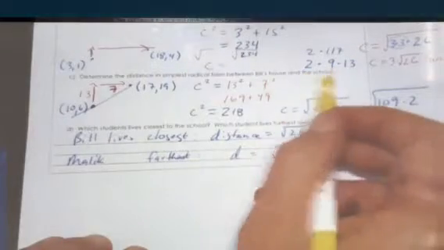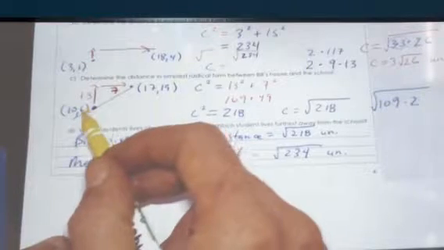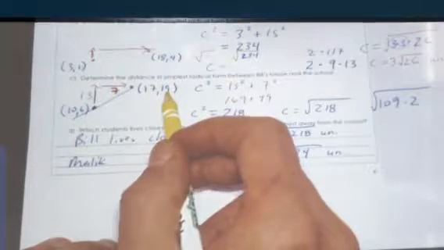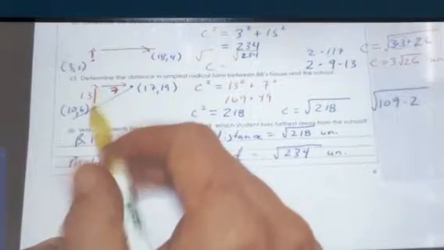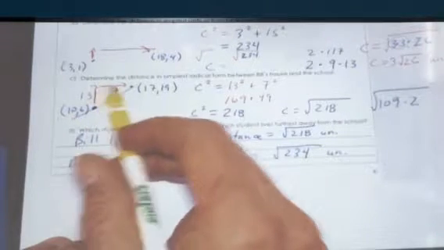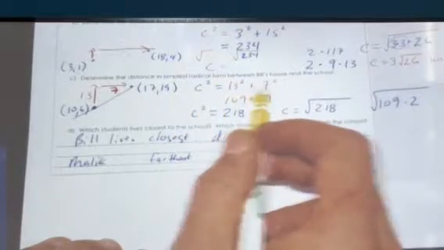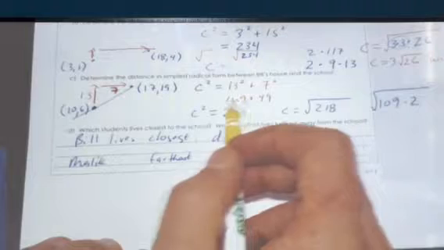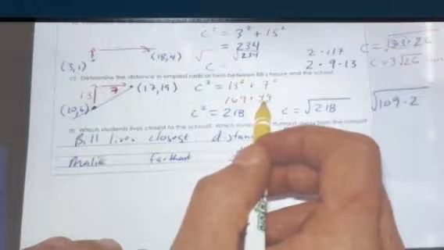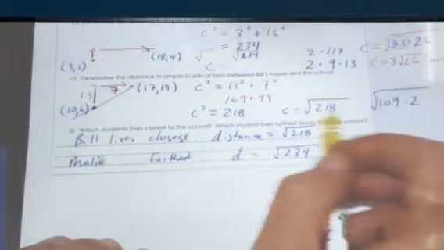Item C, determine the distance from Bill's house to the school. So here's a sketch for Bill. Bill lives at 10,6. To go up to y equals 19, he needs to go up 13 units. And to go right to x equals 17 from x equals 10, he needs to go right 7 units. So we have the distance squared equals 13 squared plus 7 squared. The distance squared equals 169 plus 49. The distance squared equals 218. Then that distance must be the square root of 218.